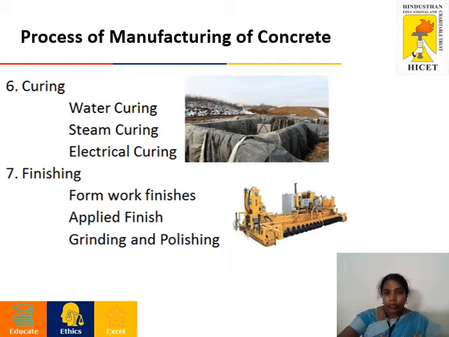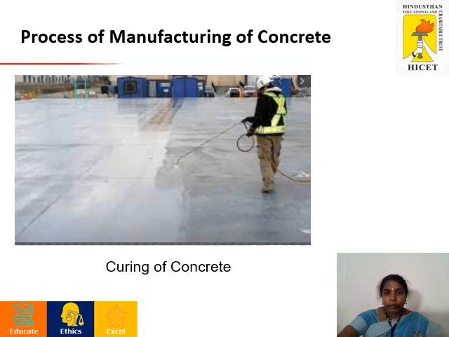The finishing process gives a smooth and durable surface and the desired appearance of the concrete surface. These are the steps involved in the manufacturing of concrete. Some equipment is used to complete the finishing of concrete. The figure shows curing of concrete, the spraying with water method.